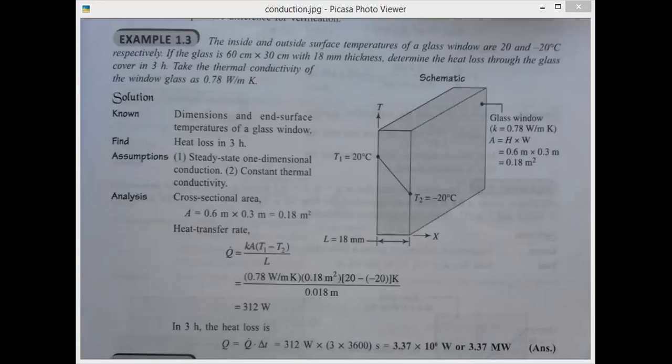Now the heat loss. Q is equal to Q dot into delta T. So Q dot comes as 312 watt into 3 into 3600 seconds. So that will become 3.37 into 10 to the power 6 joule, which is 3.37 megajoule. Then there is the time. As it is said in the problem, determine the heat loss through the glass cover in 3 hours. So convert that 3 hours into seconds by multiplying it with 3600. So by doing that, our answer will become 3.37 mega. That is the answer.